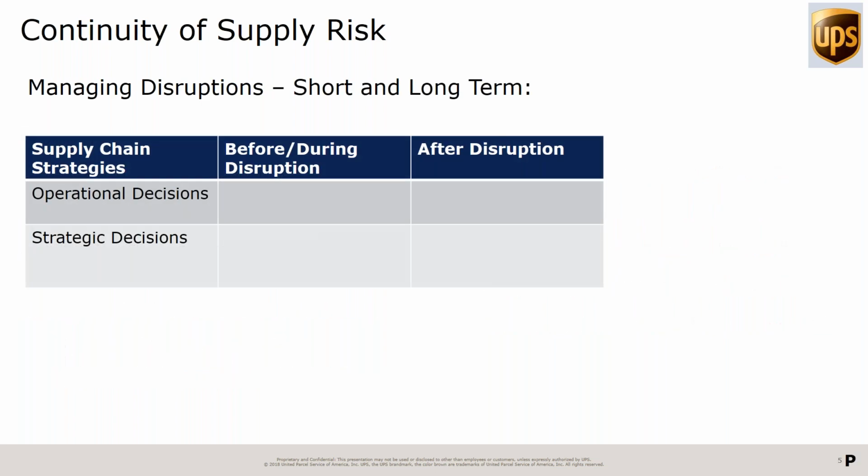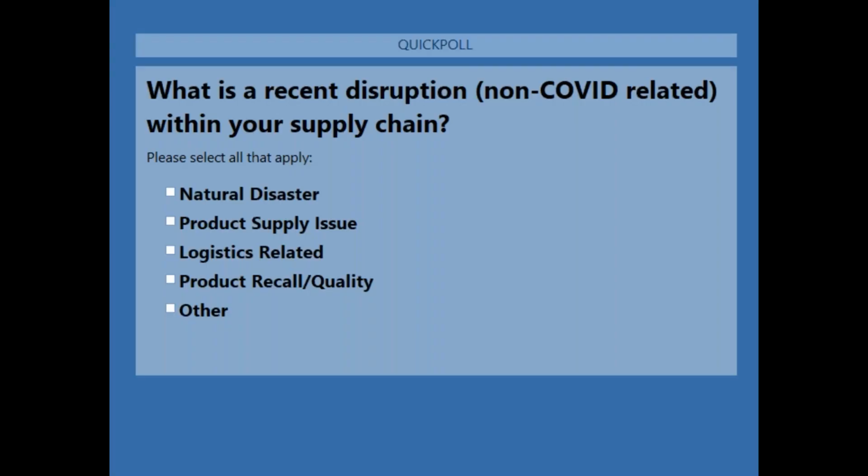So before you move on here, do you want me to go ahead and launch that poll question for you? Yeah. So we'll launch the first poll question before I get to the supply chain strategies. So Kayla will bring up the poll. Okay. What is a recent disruption, non-COVID related, within your supply chain? If you could select all that apply here: natural disaster, product supply issue, logistics related, product recall or quality, or other.